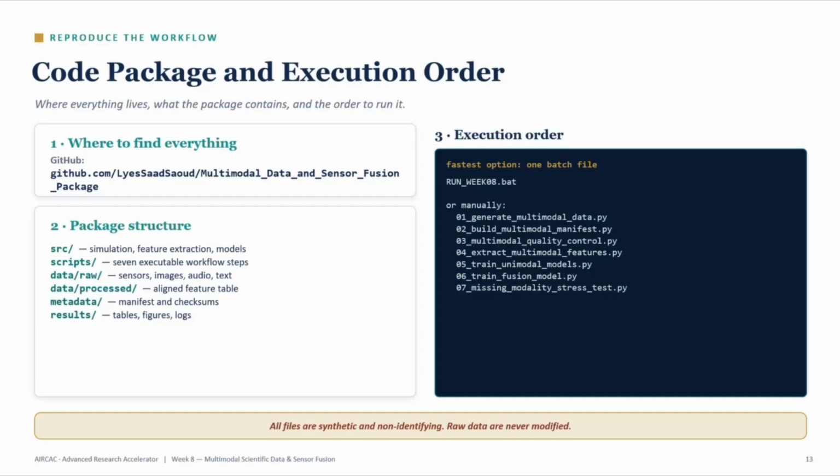There are two ways to run the workflow. The easiest way is simply to execute the run week 8 batch file, the .bat file, sorry. It contains the executable that runs the complete pipeline. Or if you want to run every stage, you can execute the 7 scripts manually. Both are the same, it depends on your thinking. If you want to see the results and then apply it later on, it's fine. If you want to run it now, also fine.